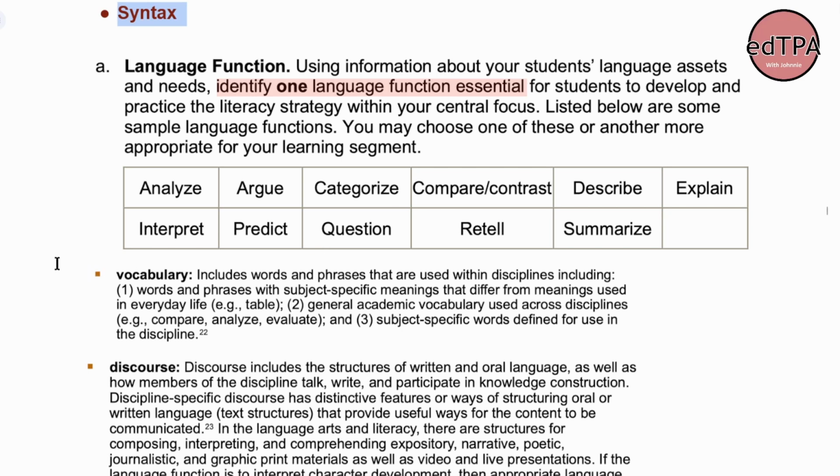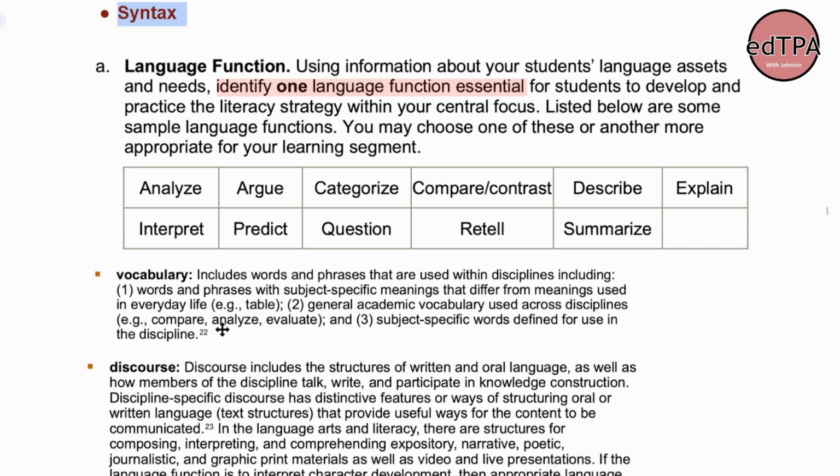First, language function. Using information about your students' language assets and needs, identify one language function essential for students to develop and practice the literacy strategy within your central focus. Listed below are some sample language functions. You may choose one of these or another more appropriate for your learning segment. And these all came up in the planning task and the instructional task, so you should have this in mind already.